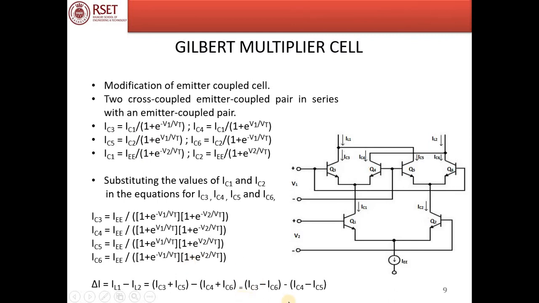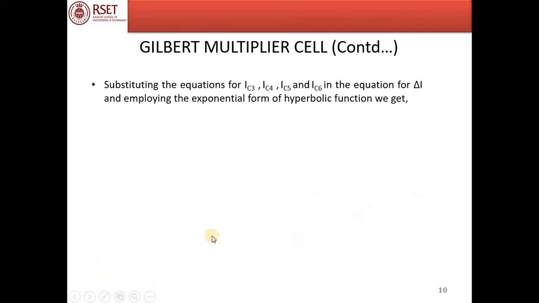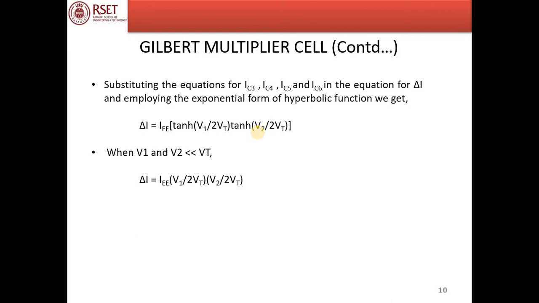We got delta I as IC3 minus IC6 minus IC4 minus IC5. We substituted these equations and converted it to hyperbolic tan function. We got delta I is equal to IEE into tanh of V1 by 2 Vt into tanh of V2 by 2 Vt. Now as in the previous case, we are assuming V1 and V2 to be very much less than Vt. So this can be rewritten as delta I is equal to IEE into V1 by 2 Vt into V2 by 2 Vt.